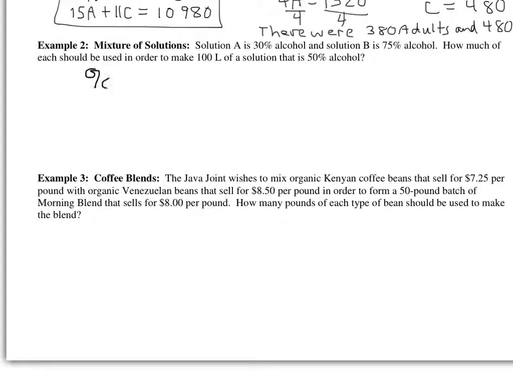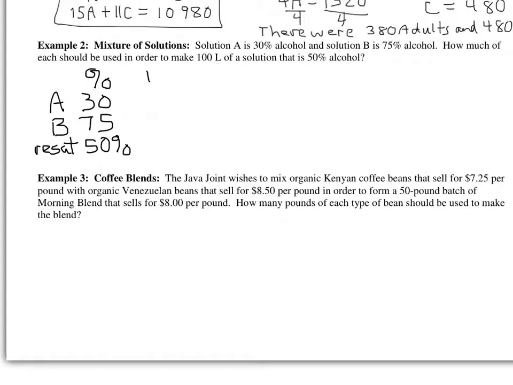So I have the percent. I have 30%, that's solution A. Solution B is 75%. How much of each should be used in order to make 100 liters of a 50%? So the result, if you mix the two together, will be 50% alcohol. So how much A and how much B?